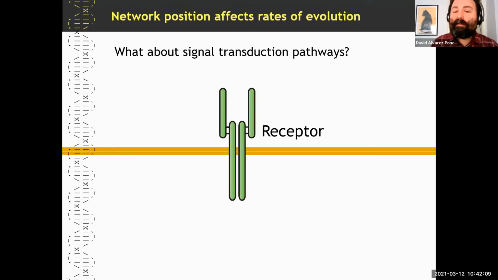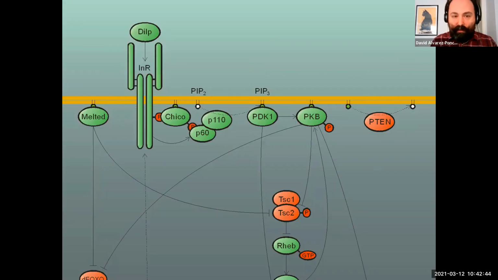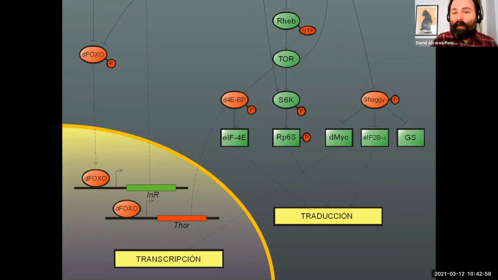So in my PhD thesis, I studied if the same was observed in signal transduction pathways, and I focused on the insulin pathway. In signal transduction pathways, you have a receptor, which can be in the membrane or not, and this receptor responds to signals, for instance, in the environment or from within the cell, and unleashes a response. As I already told you a bit about the insulin pathway, in this case, the signal is the nutritional status, for instance, and then that triggers a cascade that ends up affecting transcription and translation, among other things.